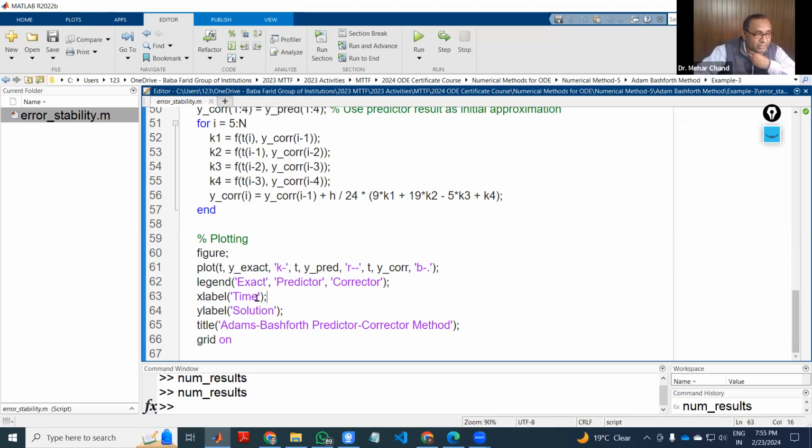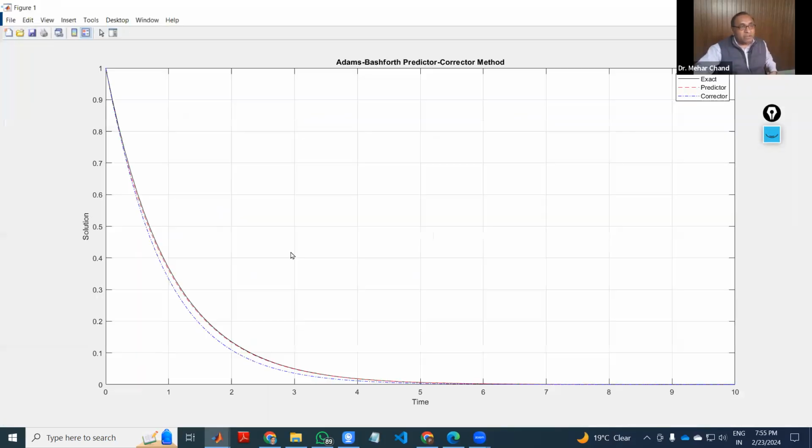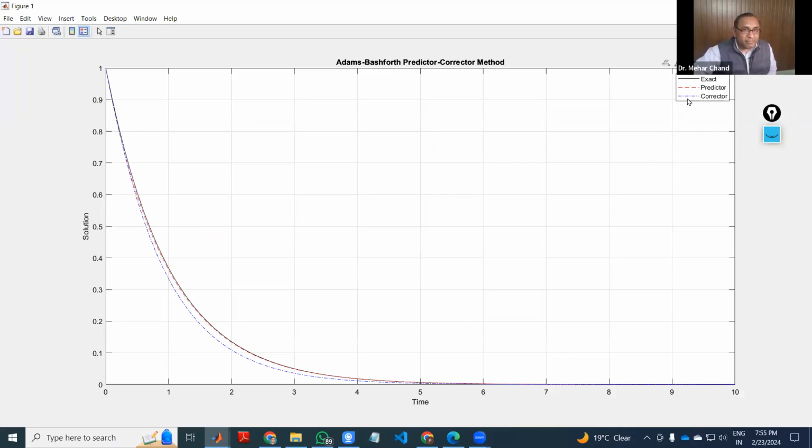Okay, one is exact, but when you are using a legend, it must be in the same order as you are inserting the statements to plot the corresponding solutions. Okay, and xlabel, ylabel, title, these are the same statements. You can execute, and you can see all the three graphs are in the same file, and on the top right hand side you can see the exact solution, the predictor, and the corrector.